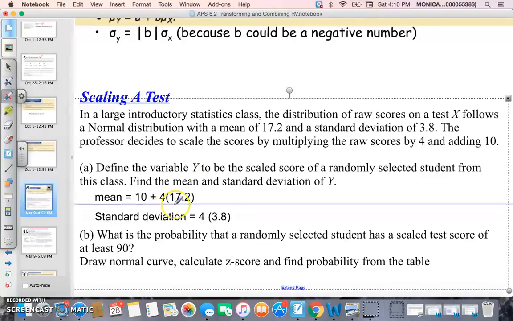So what I would do is I would take 17.2 and multiply it by 4 and then add 10 on. And so when I do that on my calculator, 17.2 times 4 equals 68.8, plus 10, I get 78.8 as my new mean score. And my standard deviation then isn't going to vary by 3.8. It's going to vary by 3.8 times 4, which is 15.2.